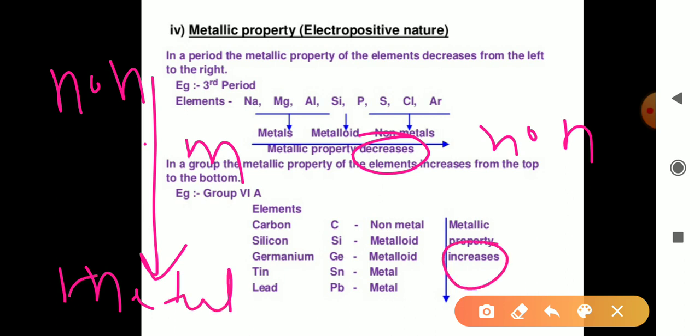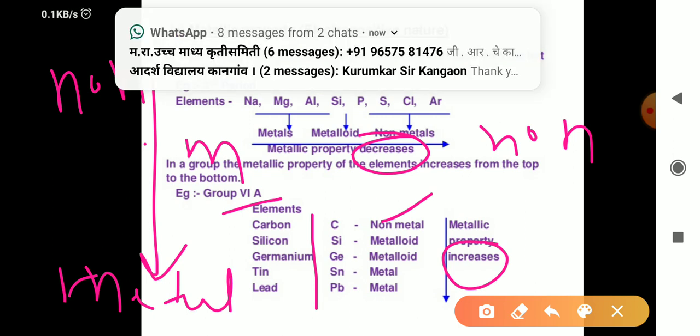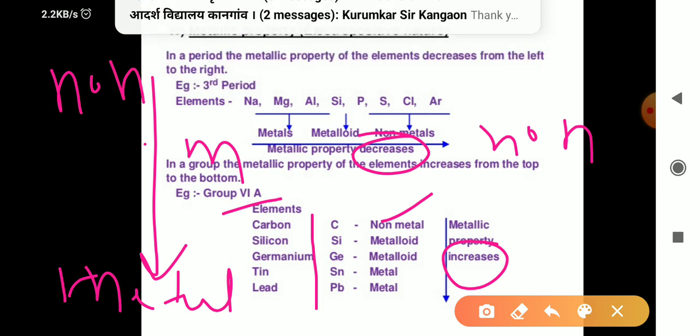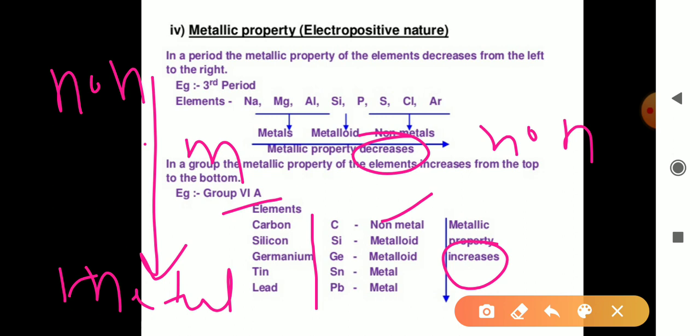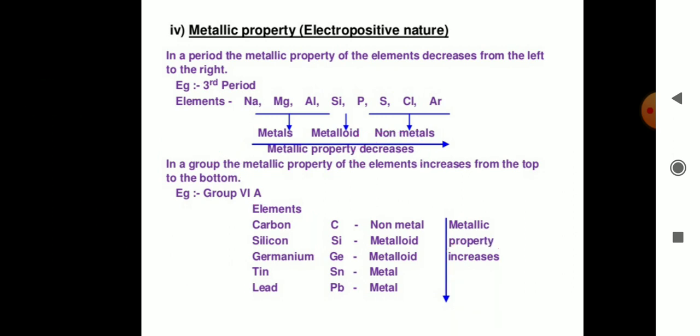Here we can see an example, group number 6. The group number 6 elements are carbon, silicon, germanium, tin and lead. Carbon is a non-metal, silicon and germanium are metalloids, tin and lead are metals. So metallic character increases down the group and decreases from left to right. So this is about metallic character.